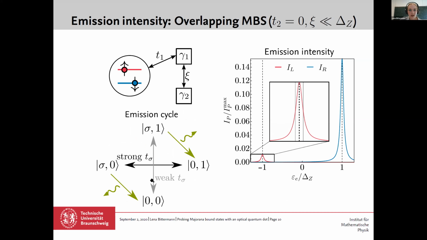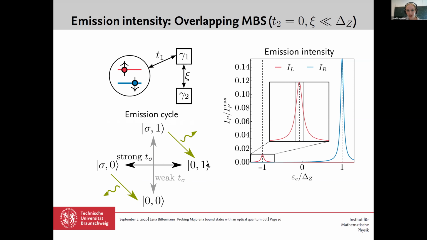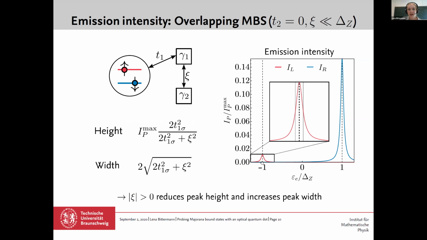But because this coupling here is weak, we find a suppressed emission. And the same holds also at this position here, where even states have an anti-crossing in the spectrum. So the best emission intensity is given exactly at plus and minus delta Z. And what we can see in our analytics is that a finite splitting will decrease the height of our peaks and increase the width of our peaks.